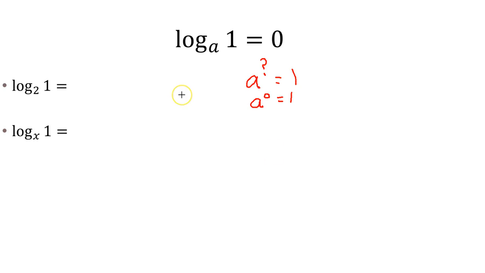Any non-zero real number raised to the power 0 is going to equal 1. So if we have log base 2 of 1, our answer also is 0 because 2 to the 0 equals 1. Log base x of 1 equals 0 also because x to the 0 power also equals 1, given that, of course, x is not 0.